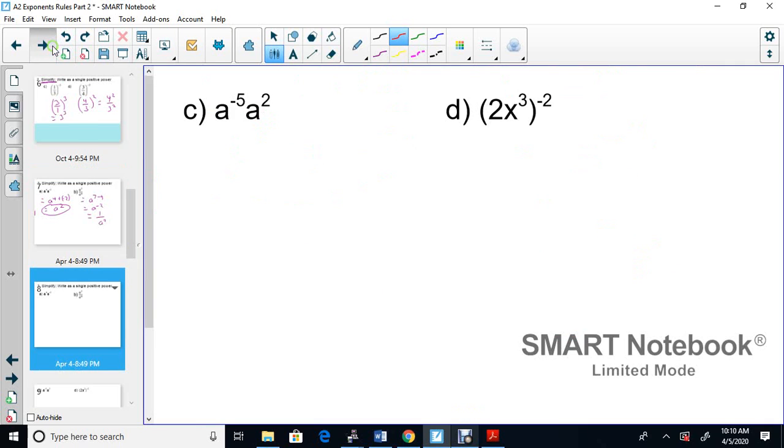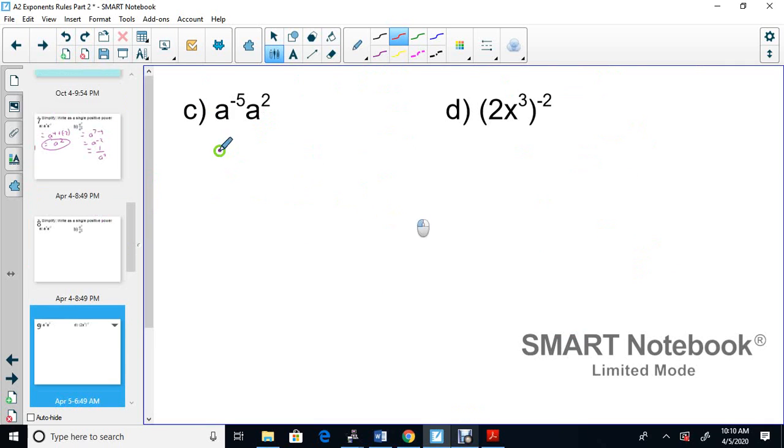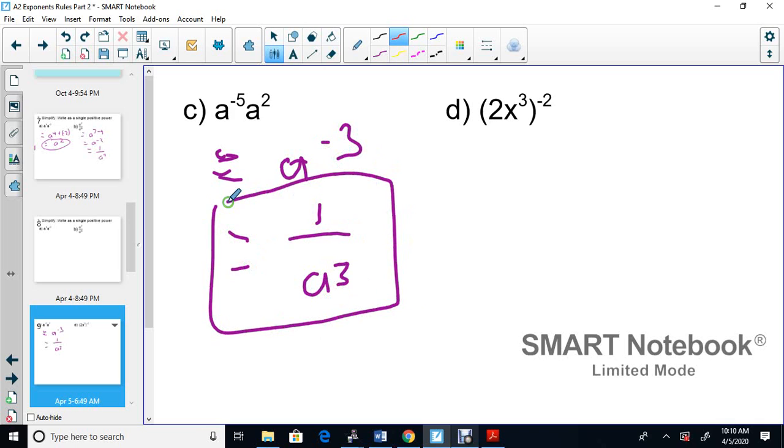Okay, let's go on to the next one here. Again, when they're side by side, you add. So I put the equal sign here. Add. I'm just going to skip this time. It's like negative 5 plus 2. So it's negative 3. On the next step, I go 1 over a to the positive 3. And that's my final answer. Okay, maybe I can write that a little bit neater. Maybe I can put the 3 a little bit higher so you can see it.